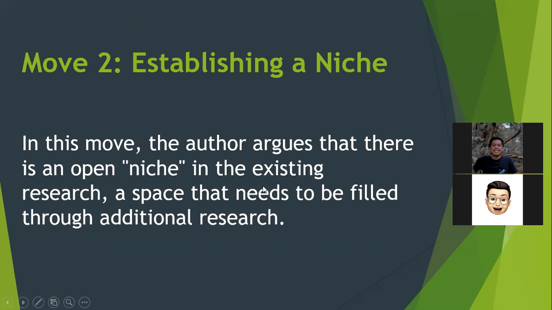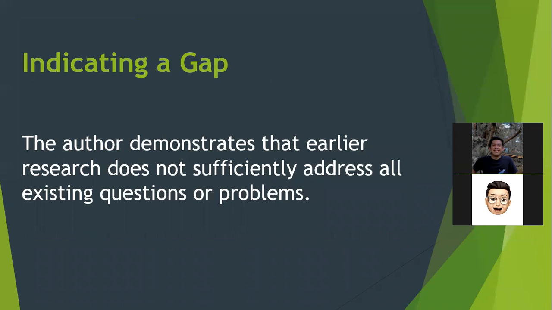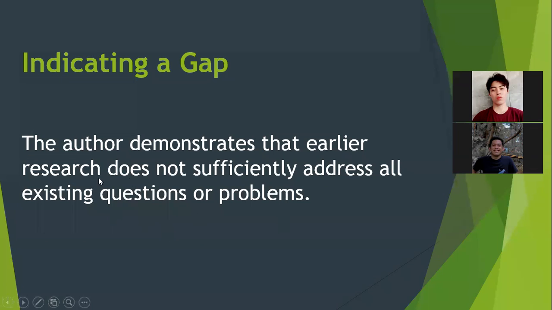This action also refers to making a clear and cogent argument that a particular piece of research is important and possesses value. Meaning you need to indicate the gap, establish the gap. What's the specific gap of your research? In move 2, establishing a niche, you need to indicate a gap. The author demonstrates that earlier research does not sufficiently address all existing questions or problems.